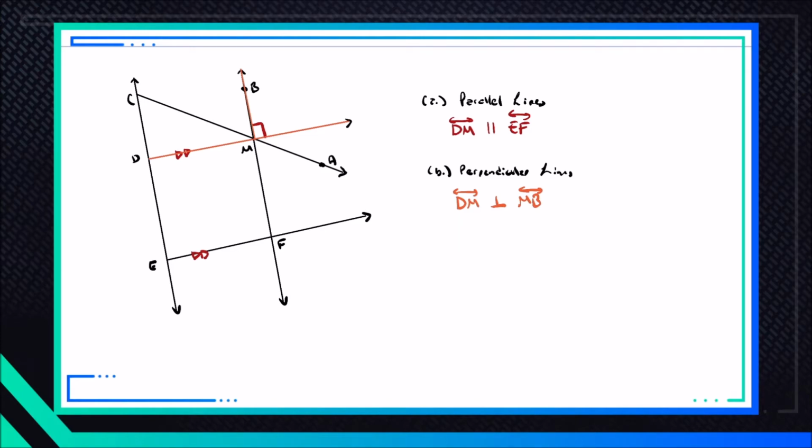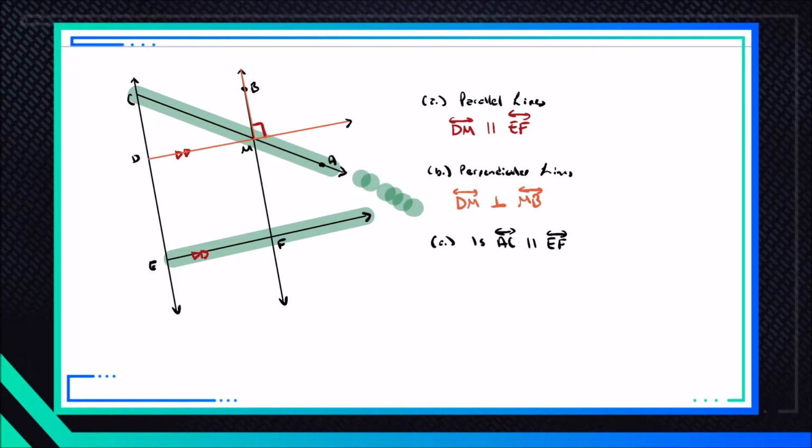And then one final question. Is AC parallel to EF? So we need to identify where AC is at. That's going to be this line right there. And then EF is going to be this line around here. Those two lines, if you were to extend them out, would definitely intersect. So no, those two lines are not going to be parallel.